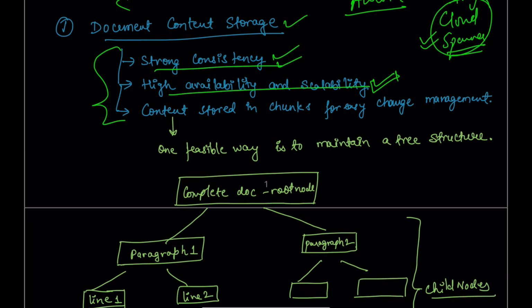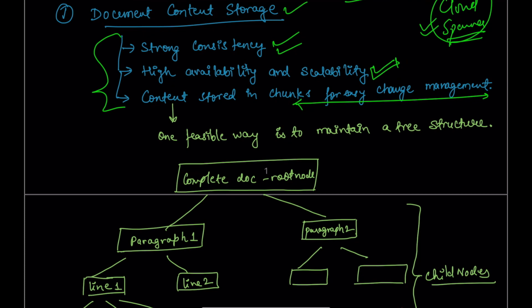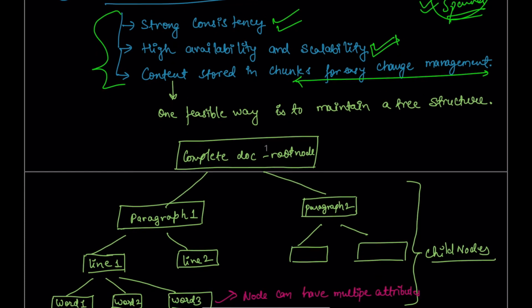Another one is content stored in chunks for easy change management. We discussed in our last video that we want to store the documents in some tree kind of structure. We specifically discussed how you can use a Merkle tree for version management. If we store it this way, it's easier to manage all the changes and all these things. Got it? So what are the different choices you can take to support this use case?